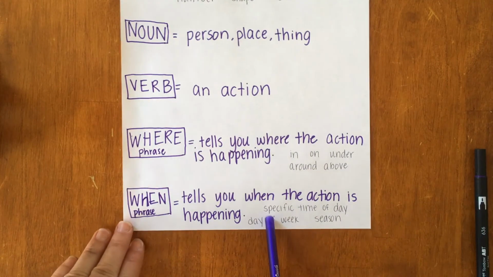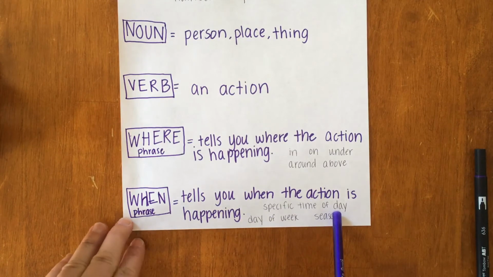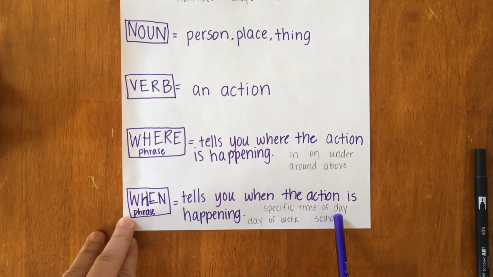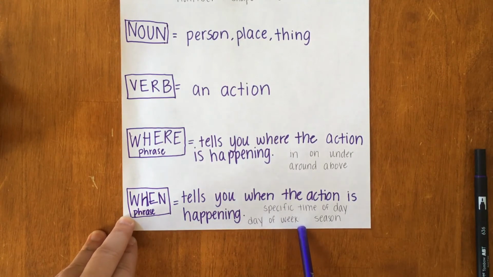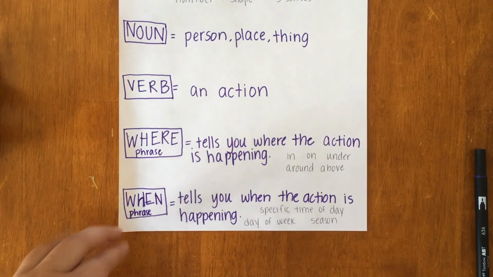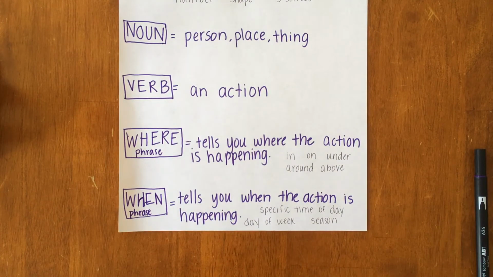You could give specific times of the day. I could say she sneezed at 3:00. I could tell you what day of the week. She sneezed on Wednesday. I could tell you a season. Anything that gives me a sense of when something's happening during the day, at night, at breakfast, at lunchtime, during dinner. All words like that really give you a sense of when something's happening.